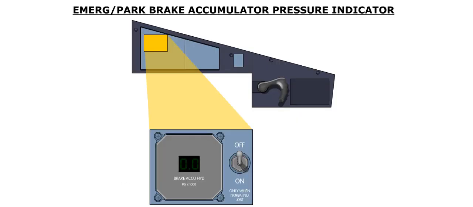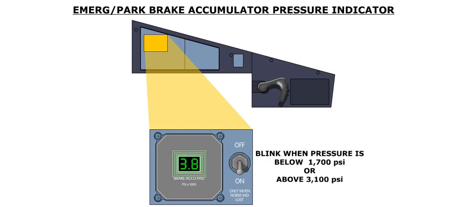The emergency and parking brake accumulator pressure can also be seen on a pressure indicator on the captain's side panel. This indicator is used when the normal indication is lost. Selecting the switch to on energizes the indicator for 2 minutes. The pressure is displayed as a green value. The indicator display blinks when the pressure is below 1,700 psi or when it is above 3,100 psi.